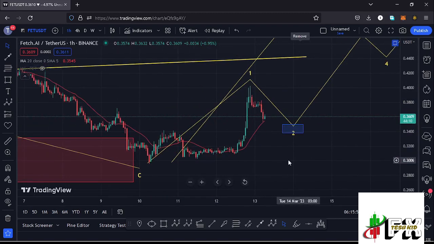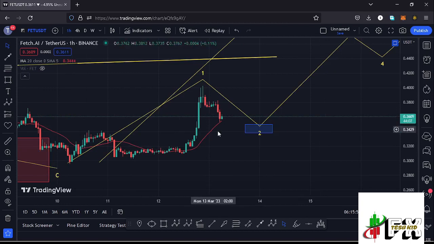And we need to continue watching the 20-day MA here on the 1-hour chart, because in case we lose that 20-day MA here on the 1-hour chart, then that could give us that breakdown into that blue target area to give us the low for that second wave.